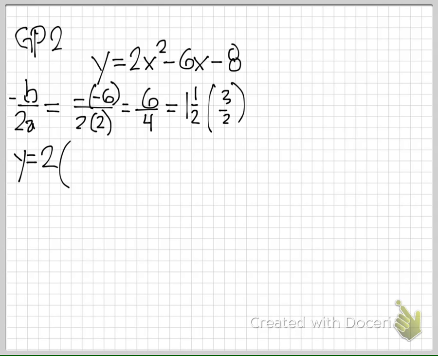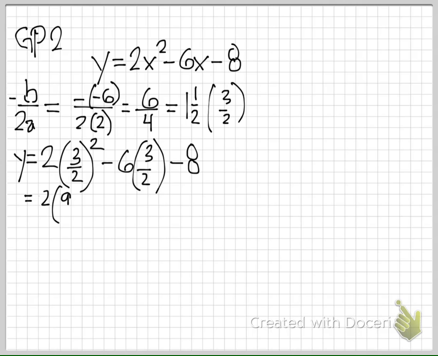Y is equal to 2 times 3/2 squared minus 6 times 3/2 minus 8. So we have these ugly fractions in there. That's 2 times 9/4 minus 18 over 2 minus 8. So that's 18/4 minus 9 minus 8.